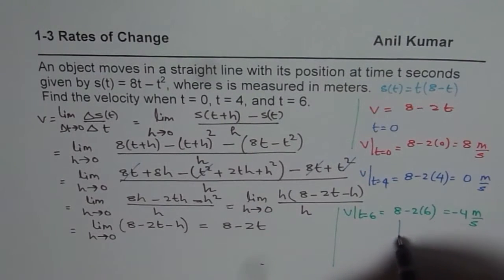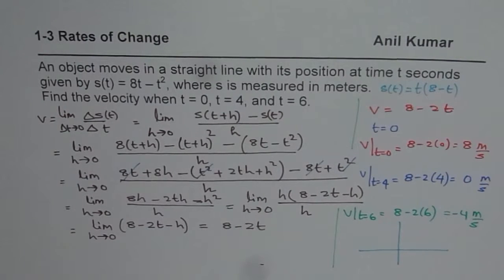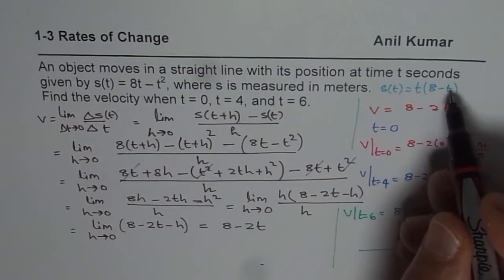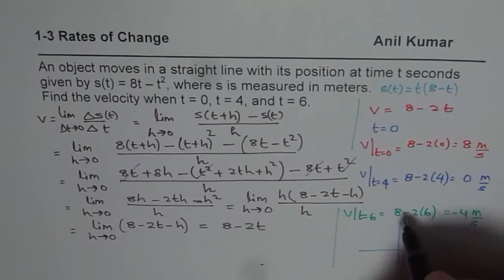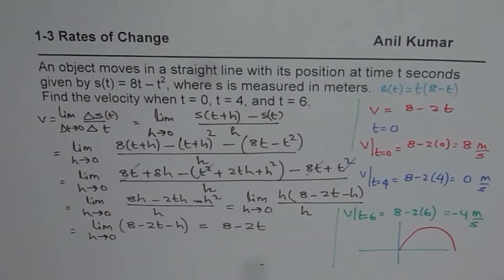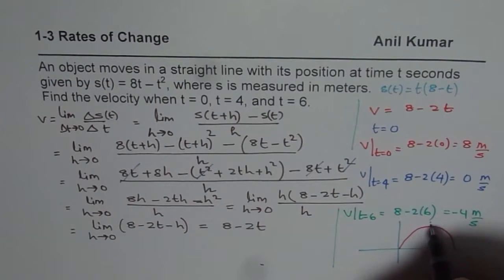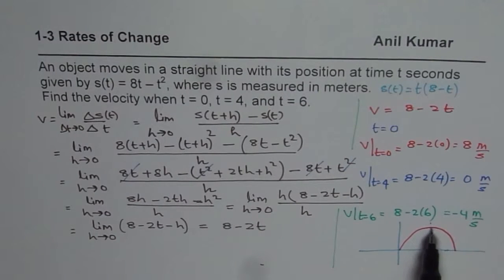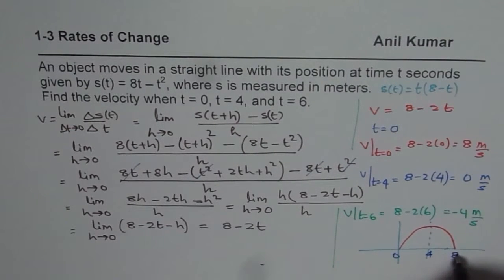Based on that, I am sketching a rough sketch here. We have two zeros, one at 0 and the other at 8, and t is greater than 0, of course. The function looks like this. At the turning point, the velocity is going to be 0. This turning point happens to be right in the center, at 4. So we have 0, 8, and 4.